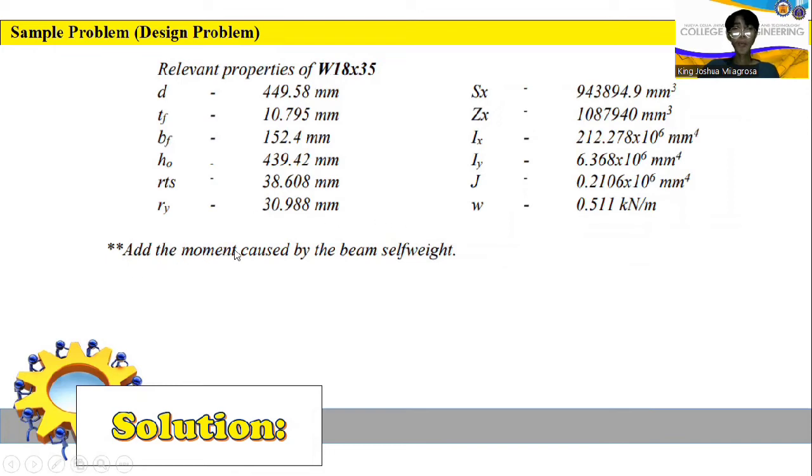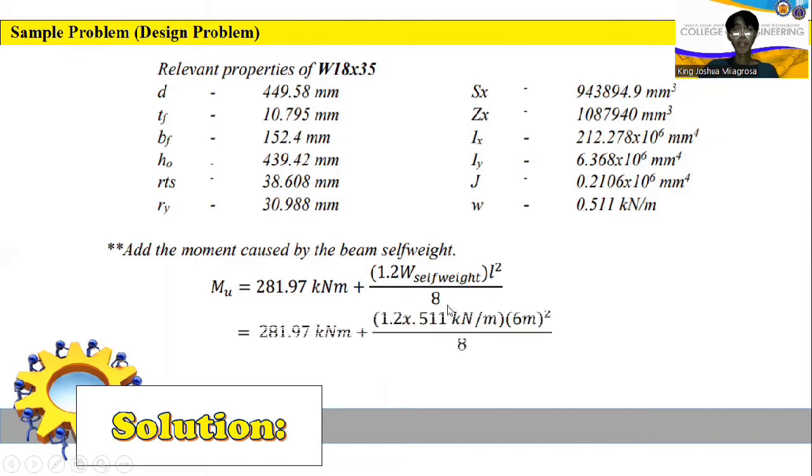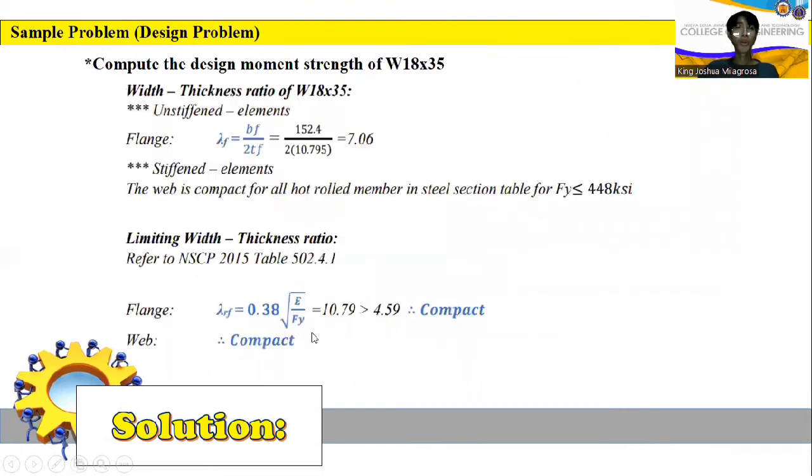So at the moment caused by the beam self-weight. So alam naman na natin na yung nakuha nating ultimate moment kanina is 281.97 kilonewton meter. So i-add lang natin yung moment caused by the beam self-weight, which is ito. So ipa-plus lang natin yung 1.2 weight ng self-weight multiply by length squared over 8. So by substituting all the given values, makukuha na natin yung bago nating ultimate moment na 284.73 kilonewton meter.